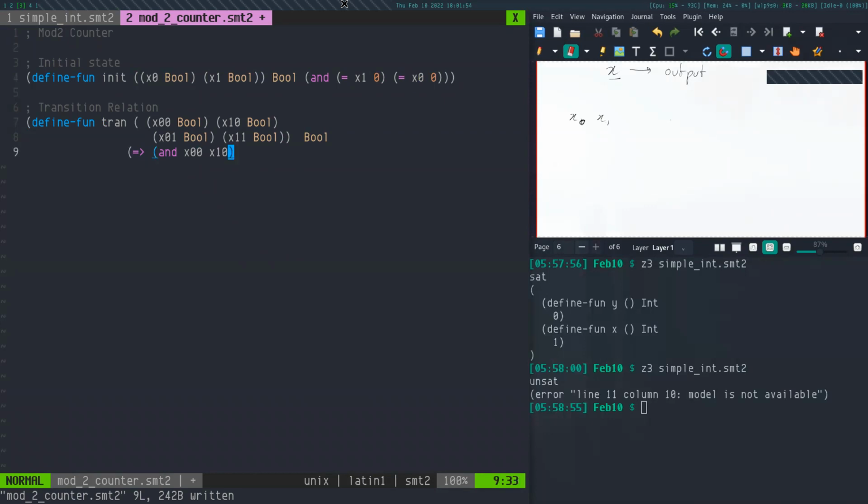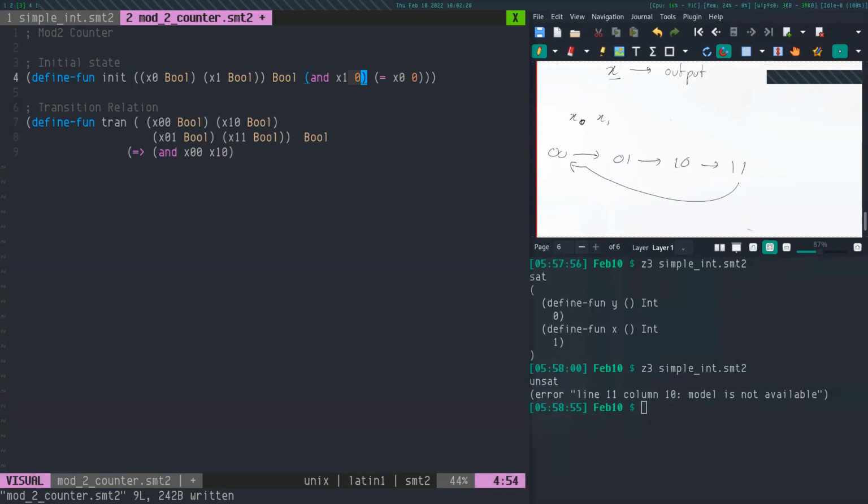Now we're going to similarly define a transition relation. It's going to take two pairs of x0, x1, and it's going to give us true if they represent a valid transition. In our case, a valid transition is going to look like 0, 0 to 0, 1 to 1, 0 to 1, 1, and then back. So let's just case-split that. If we have 0, 0 and 0, 1, then okay.